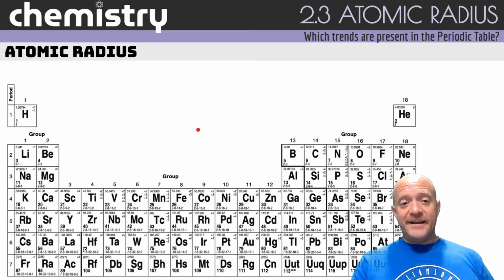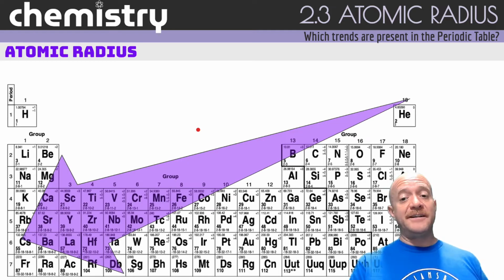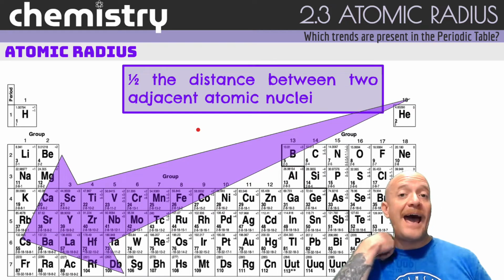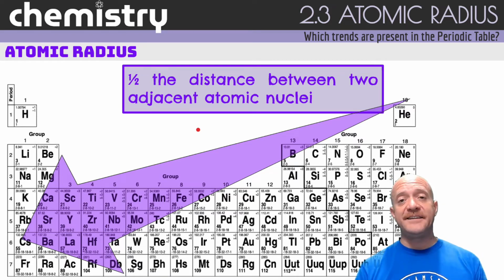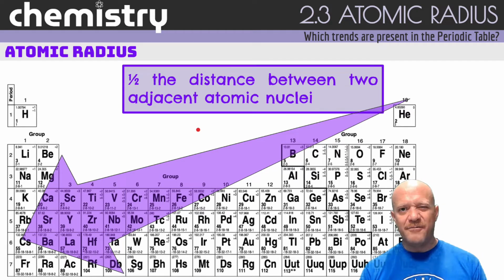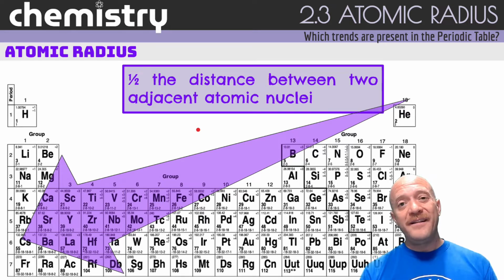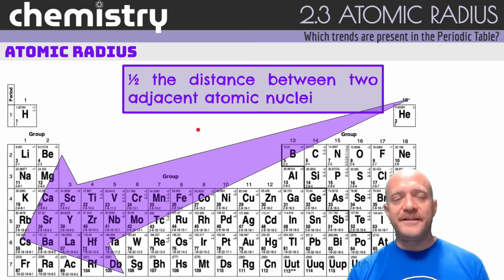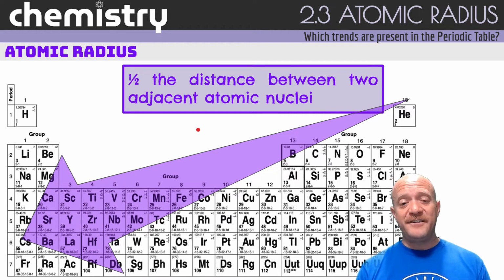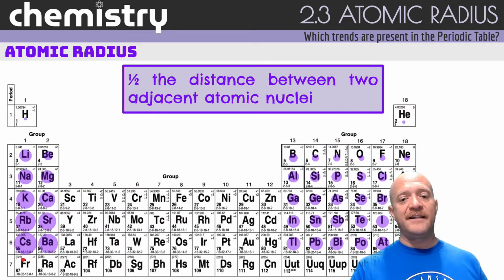So the atomic radius, you should know this from geometry, but an atomic radius is simply half of the distance between two adjacent atomic nuclei. That's the definition. But really, you can think of it as from the nucleus to the outermost orbital. The official definition is basically halfway between the center of the atom to the outside of the atom. And the trend in atomic radius is small up here and large as you move down to the left.